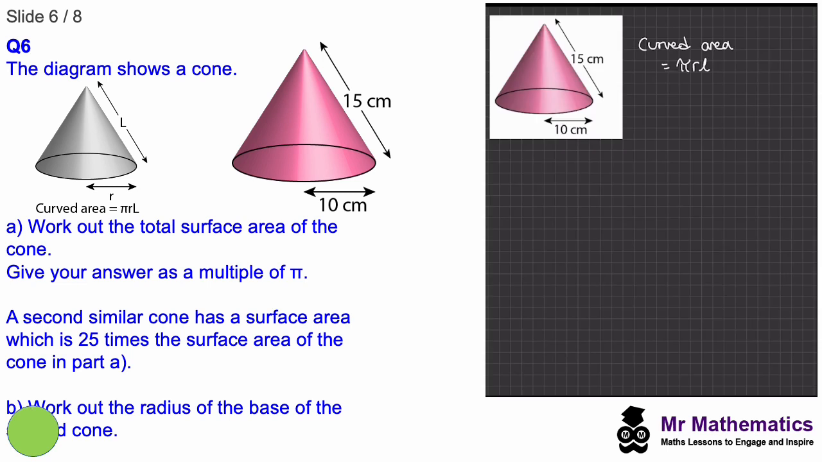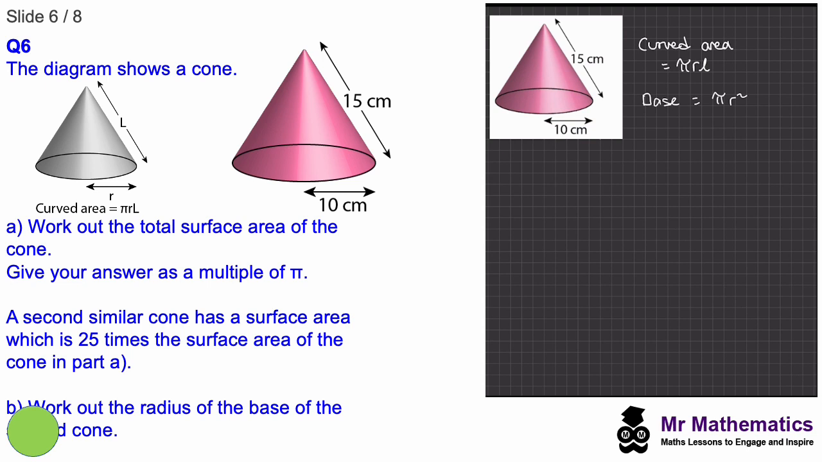We've been asked to work out the total surface area of this cone, and we've been given the formula for the curved surface area, which is pi RL. So this is this area here. But the total surface area also includes the base, and the base is a circle with a formula of pi r squared, and that is this area here. So the radius is the same as the radius of the cone.